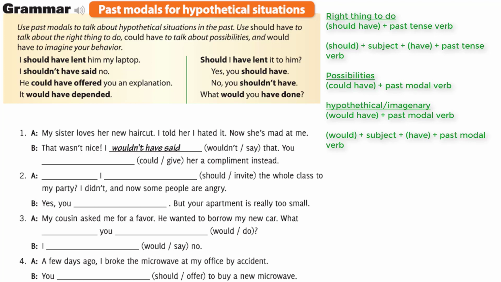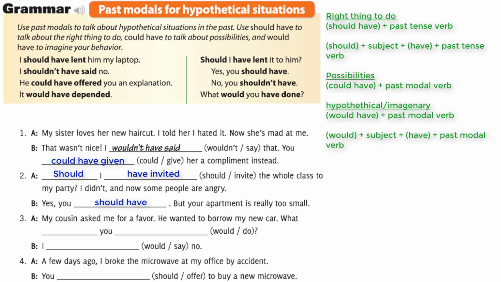Same thing with the second one. You could have given her a compliment instead. So we changed the word give to given. Number 2. Remember, we have to use the word have. So it's going to be, should I have invited the whole class to my party? I didn't, and now some people are angry. So we change invite to invited. Part B. Yes, you should have, but your apartment is really too small. So we use the word should, and we always add the word have.